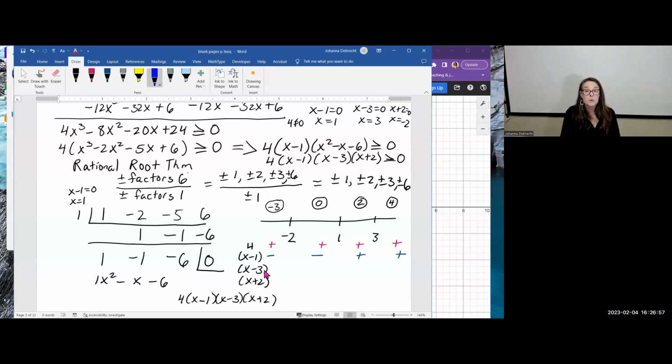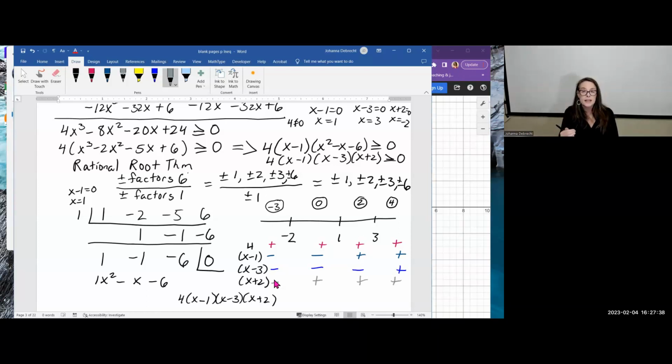Apply the same thing to the factor x minus 3, which I predict will change sign on either side of the 3 because 3 is its solution. -3 minus 3 is negative, 0 minus 3 is negative, 2 minus 3 is still negative, but 4 minus 3 is positive. I still have one more. And x plus 2 should change sign at its solution, which is -2, the first one. -3 plus 2 is a negative number. 0 plus 2 is positive, 2 plus 2 is positive, and 4 plus 2 is positive.